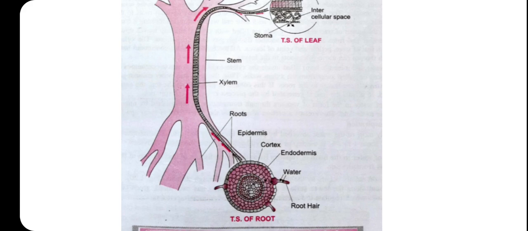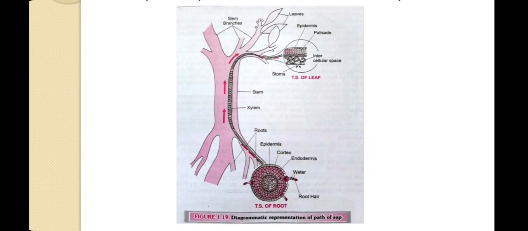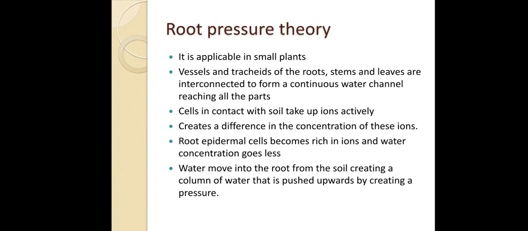Okay, so first active transport is going on here. By active transport, the root epidermal cells are taking up the ions, and the concentration of ions is increasing inside and is low outside, and outside the water concentration is high and inside the concentration of water is low. So water also will go inside and then it will keep on passing to the other parallel cells. Okay, so root pressure theory says that cells in contact with soil take up ions actively.